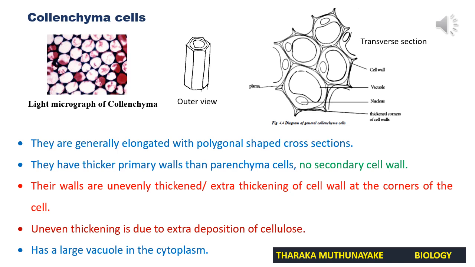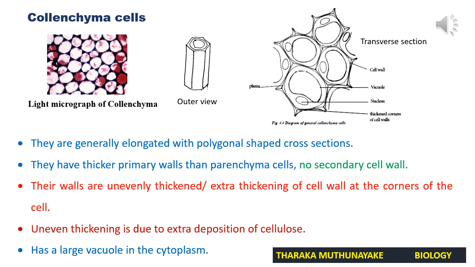Then go to the second feature. They have thicker primary walls than parenchyma cells. But remember, only primary cell walls, no secondary cell wall. No secondary cell wall, only primary cell wall, but it is thicker than in parenchyma cells. Remember it and underline it.